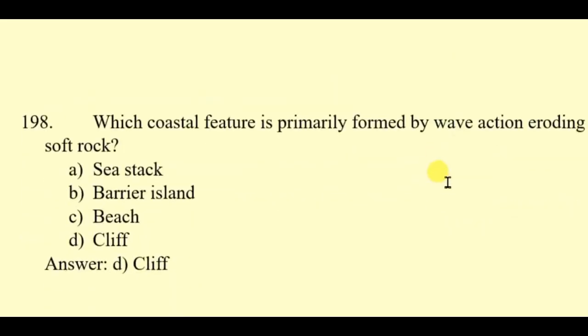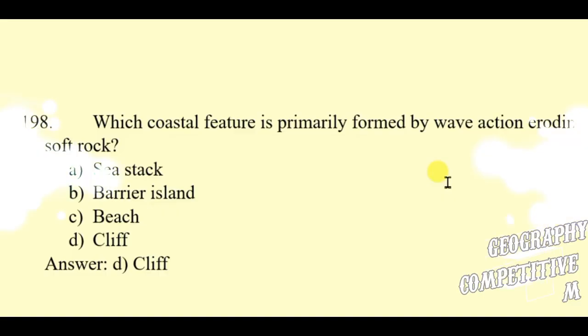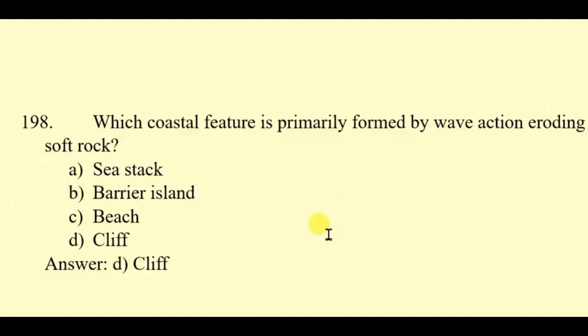Question 198. Which coastal feature is primarily formed by wave action eroding soft rock? Sea stack, barrier island, beach, cliff. Here the right answer will be cliff.